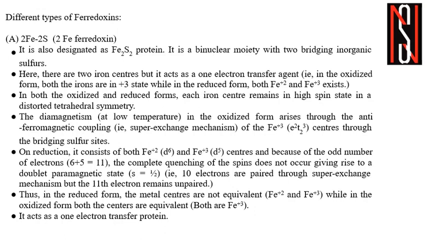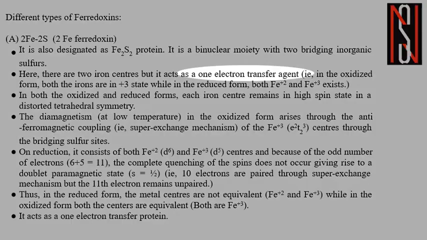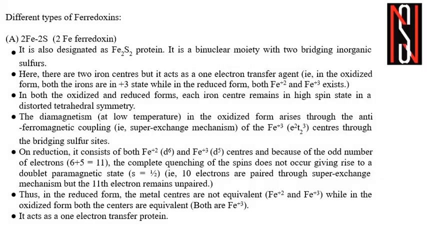So when we just look into the structure, then we will come to know why it is called the binuclear moiety with two bridging inorganic sulfurs. Now coming to the next point, there are two iron centers, but it acts as a one electron transfer agent. See that there are two iron atoms, right?